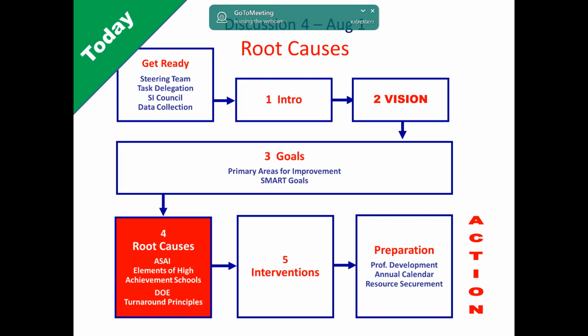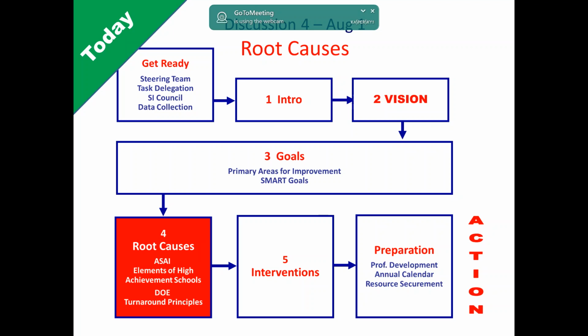Okay, so root causes, we're going to look at a couple of things. Over the years, we've been able to identify common root causes, common things that get in the way of schools that aren't achieving at the level that they would like to. So we're going to take you through those common root causes, and then also the other part of the data that you're going to look at is based on DOE's turnaround principles. So we're going to look at all of that and figure out what's getting in the way of achievement in the areas of your SMART goals.